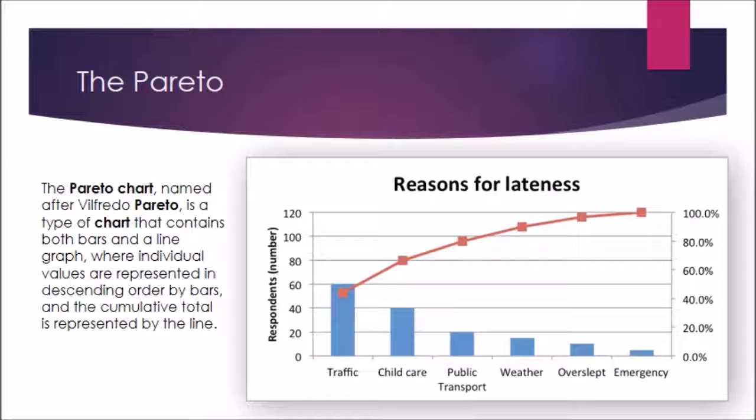The Pareto chart is the last one that I'm going to really go into. This is named after Vilfredo Pareto. It's a type of chart that contains bars and a line graph. Individual values are represented in descending order by bars, and the cumulative total is represented on the line that goes up. So, reasons for lateness: traffic, childcare, public transport, weather, overslept, emergency. That's the type of excuse and how many people made up particular excuses.